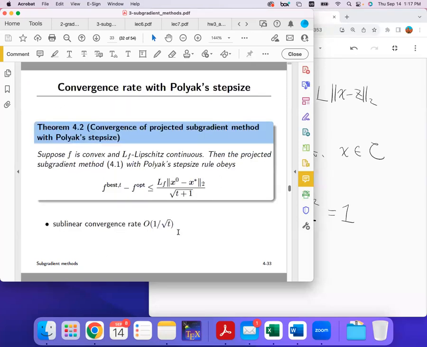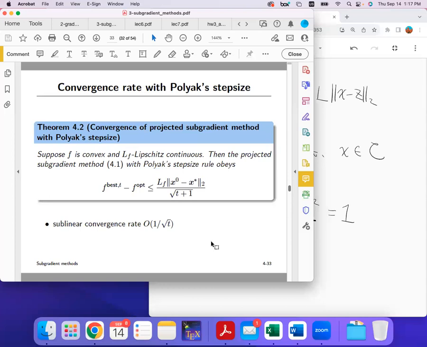Okay, so this is about the convergence rate of this. So there are two things, right? When you read this kind of result, first of all, what is the function class? Right, the first sentence specifies the class of problems that we are dealing with: convex, Lipschitz continuous function. Then, second of all, what is your algorithm? The second sentence specifies we are looking at the projected subgradient method with a special step size, with this Polyak's step size.